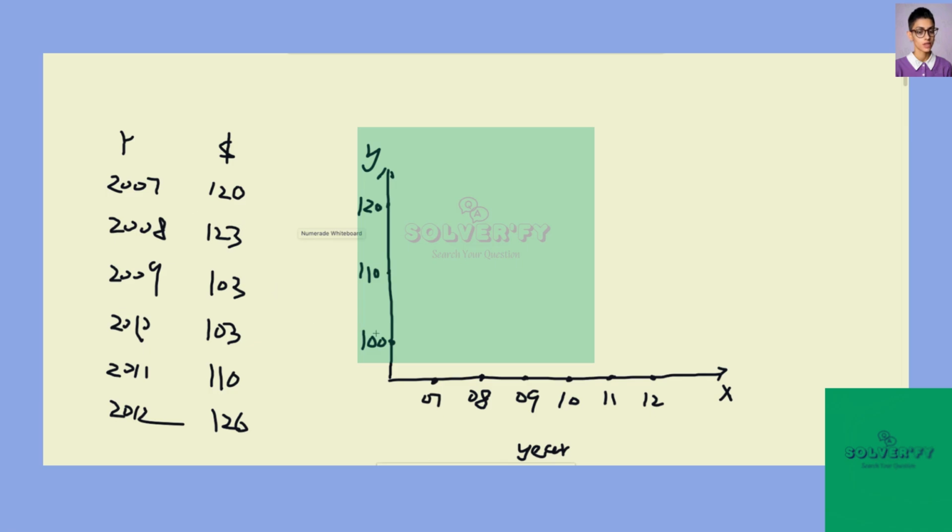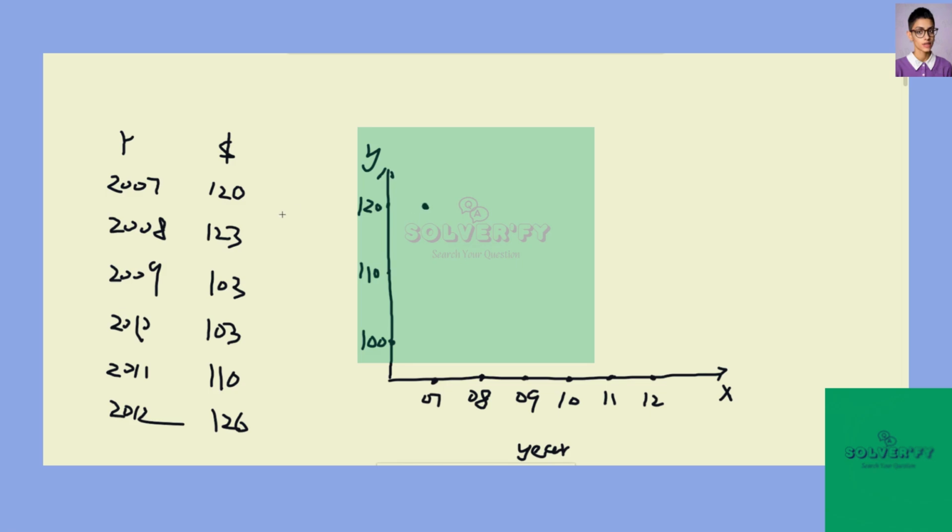Well, in order to draw it, we need to draw all the points needed for each year. So the x-axis must be the year, starting from 2007 to 2012. We know that in 2007, the spend on Valentine's Day is 120, so we draw 1 point here.